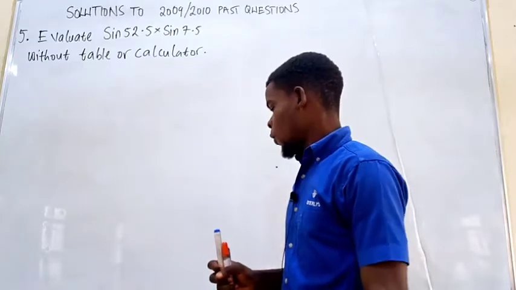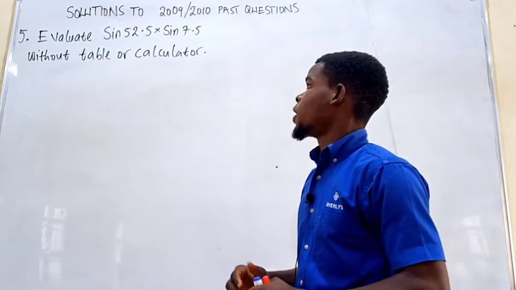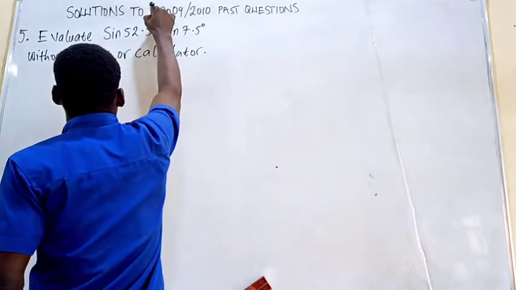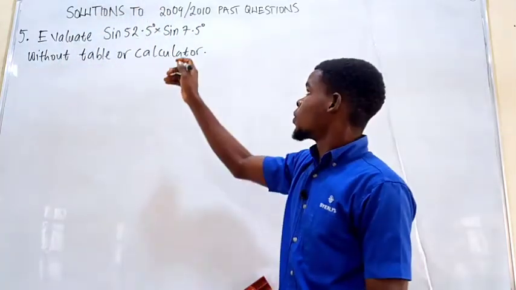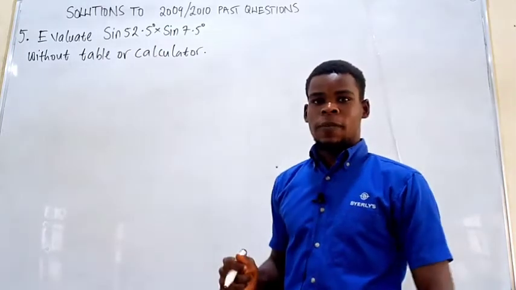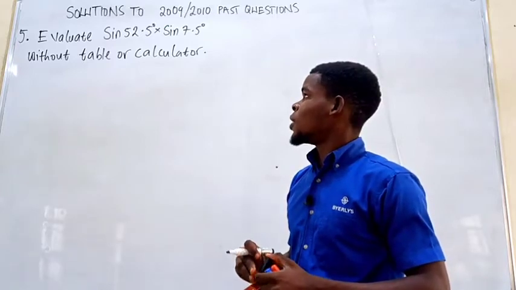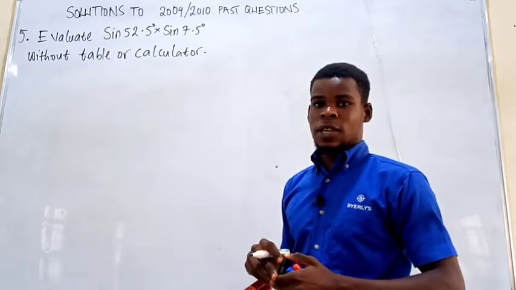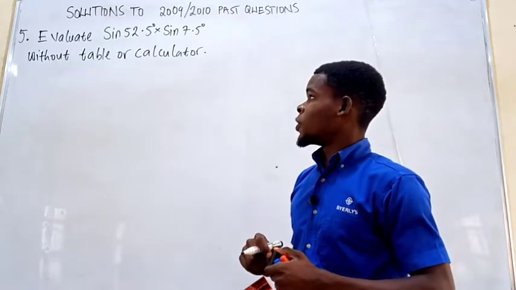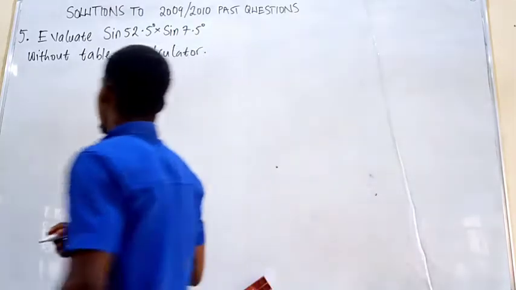Now right here, we want to solve number 5, where we should evaluate sine of 52.5 degrees times sine of 7.5 degrees without using tables or a calculator. Now, we have to evaluate the product of sine functions of different angles, and we are not to use tables or calculators. And looking at those angles, they are not the common angles that we know of. So, how do we go ahead and evaluate this?